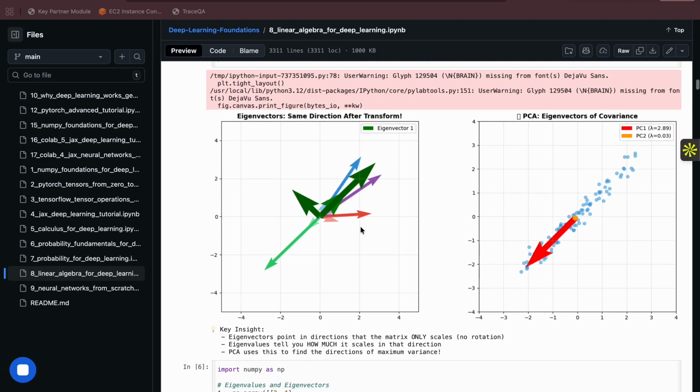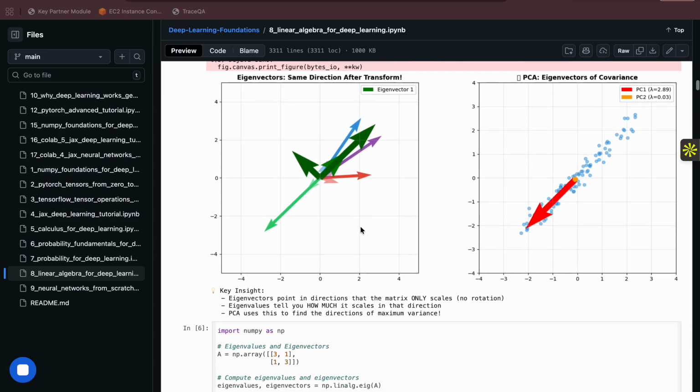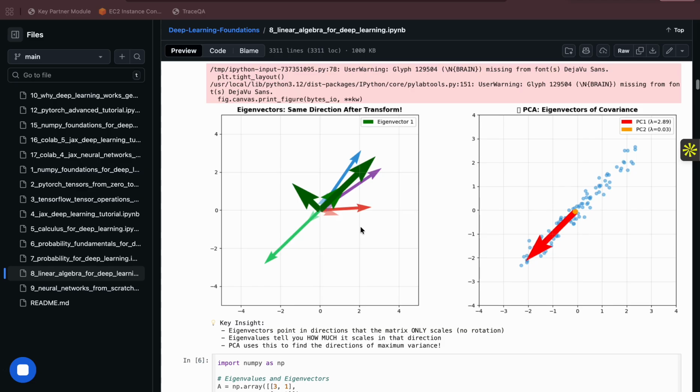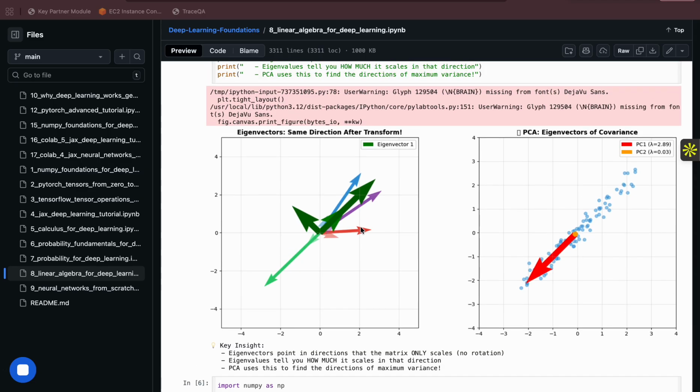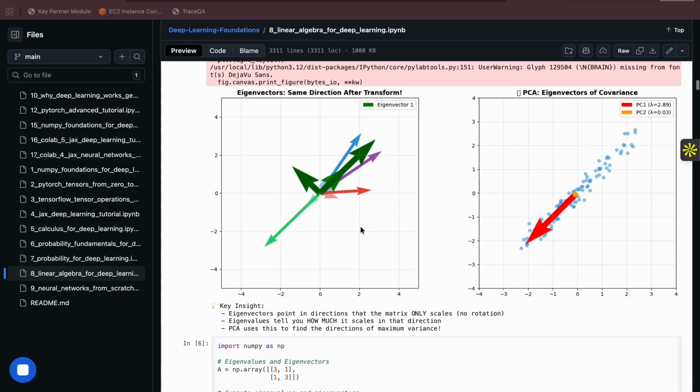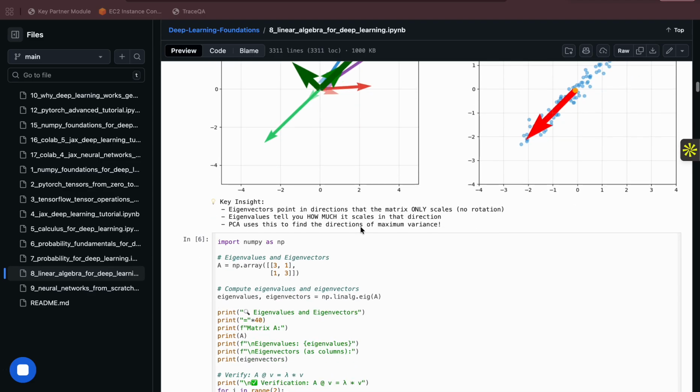So this visualization includes a PCA example on correlated data showing principal components. So we have computed and visualized the eigenvectors of a matrix, and show how eigenvectors maintain direction after transformation.